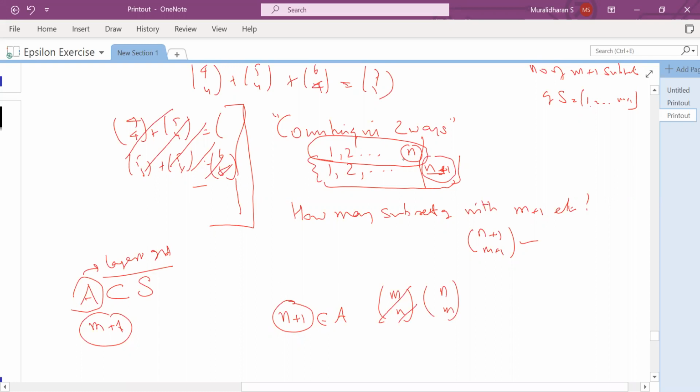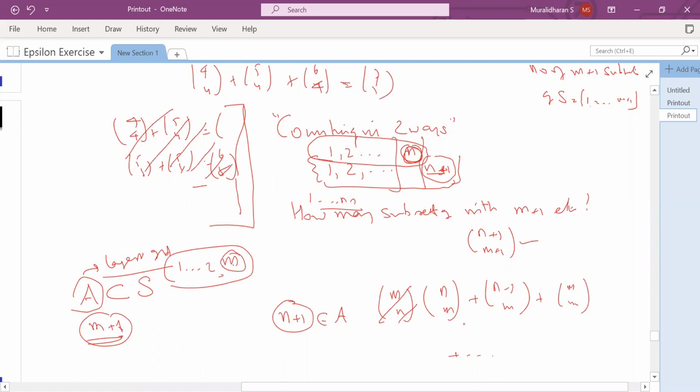Similarly, if n is the largest element, I have to add m elements chosen from 1 up to n minus 1. So it will be n minus 1 C m, and so on. Since it already has the largest element, the m other elements must be chosen from below. In the last case, the largest element would be m plus 1, and it will be just mCm.